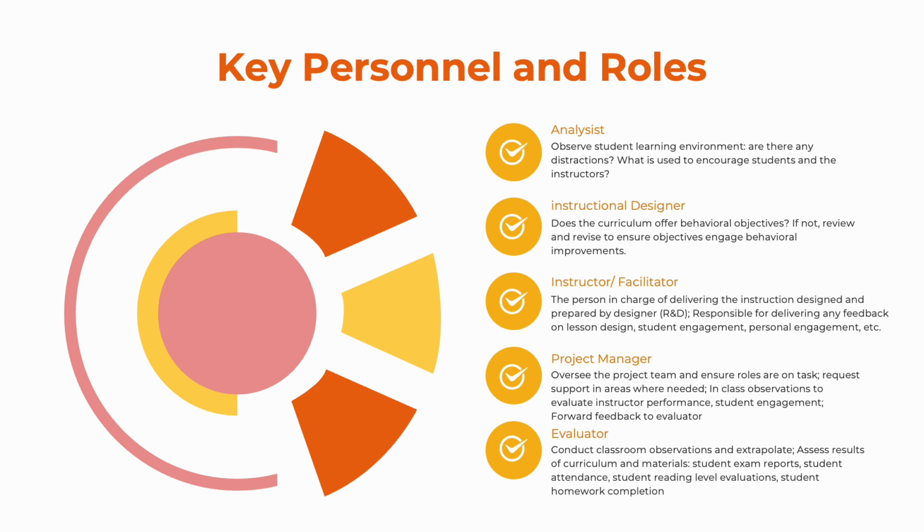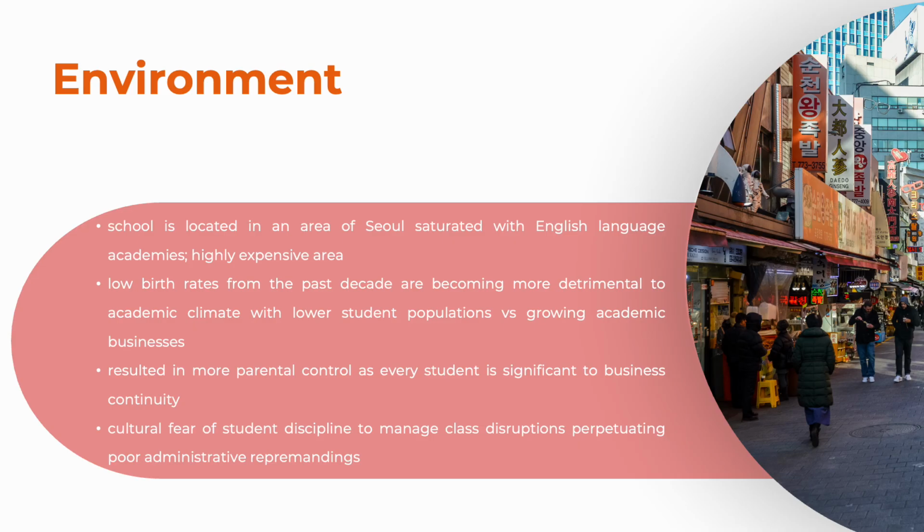Within the R&D team, there are 5 key roles: analysis, instructional designer, instructor facilitator, a project manager, and an evaluator. Under these key personnel, you'll find all of the role descriptions on the slide. Feel free to pause to review. These roles are significant for the full function of the Lotus model, and you'll be seeing how they will play into the model later.